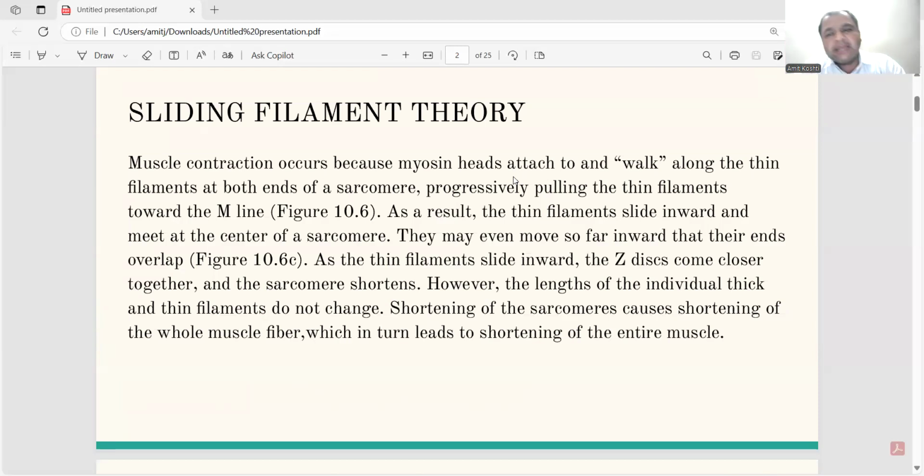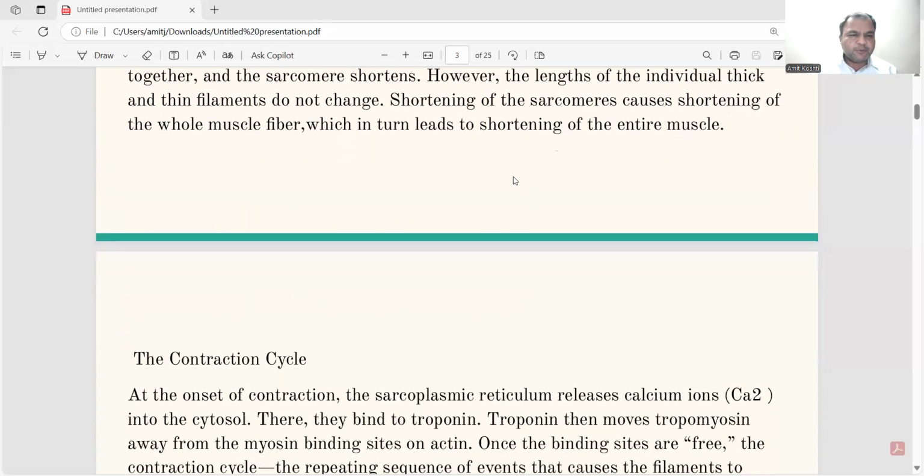As the thin filament slides inward, the Z discs come closer together and the sarcomere gets shorter. However, the length of the individual thick and thin filaments does not change. Shortening of the sarcomere causes the shortening of the whole muscle fiber, which in turn leads to the shortening of the entire muscle. So I have already spoken about this.